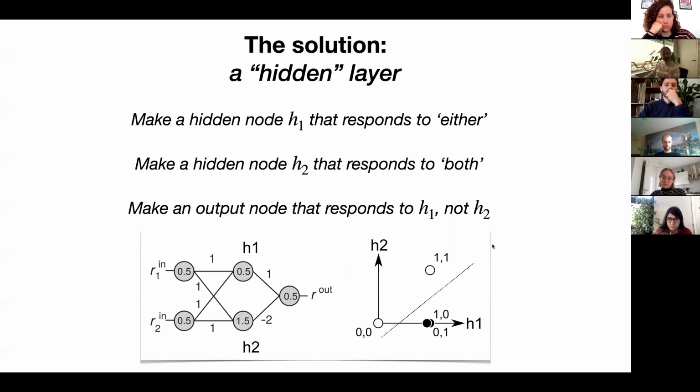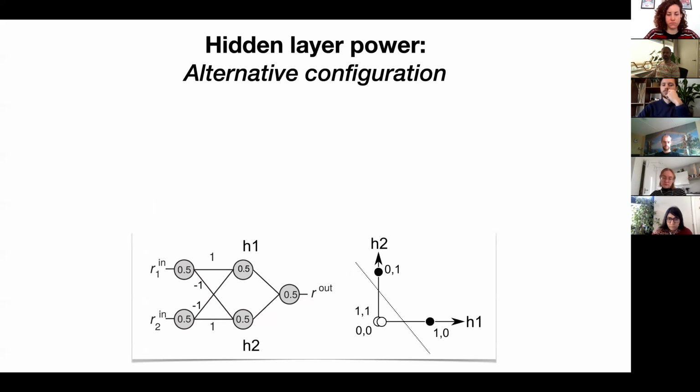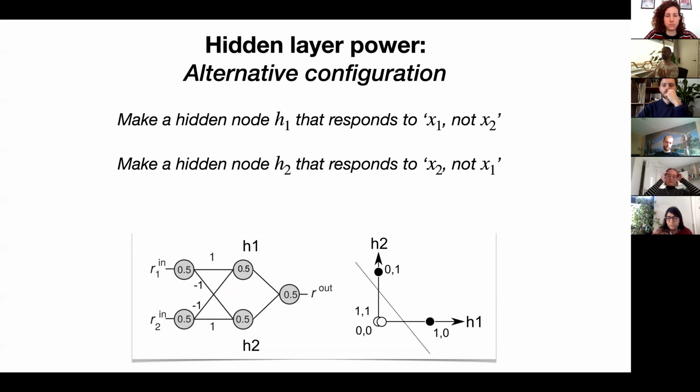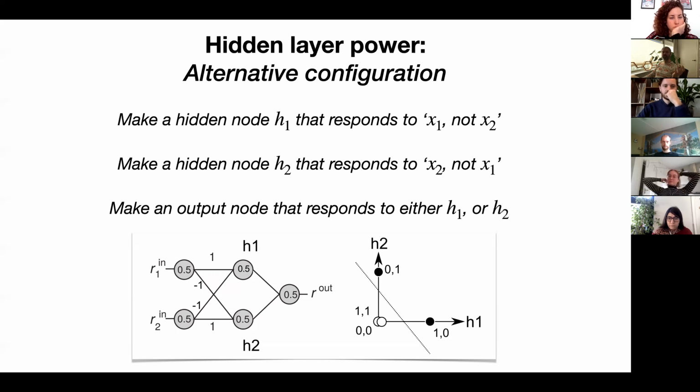combinations. And just to highlight that power, I want to show you exactly the same type of situation, but an alternative configuration that you see on the left bottom here of that same network, just with different weights. So now it's configured differently. And what we can do is we can make a hidden node H1 that responds to X1 and not X2. And we can make a hidden node H2 that responds to X2 and not H1. And then we can make an output node that responds to either H1 or H2.